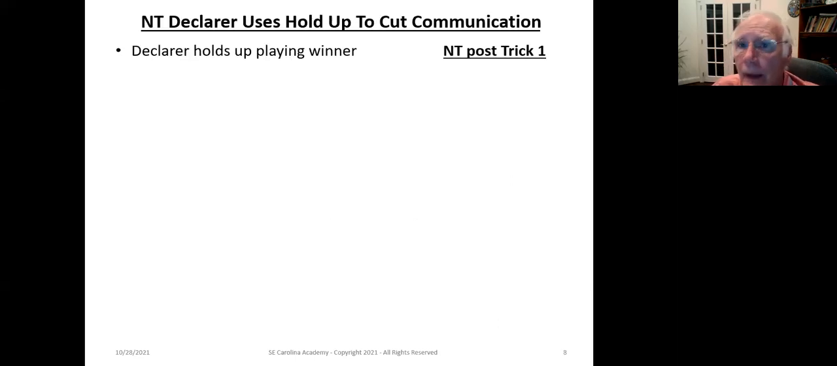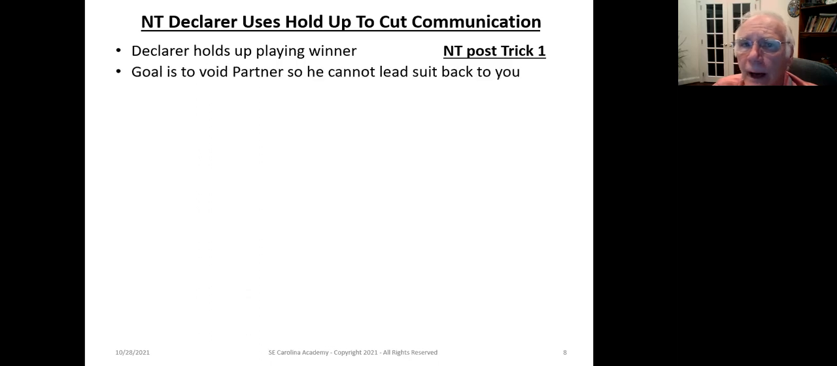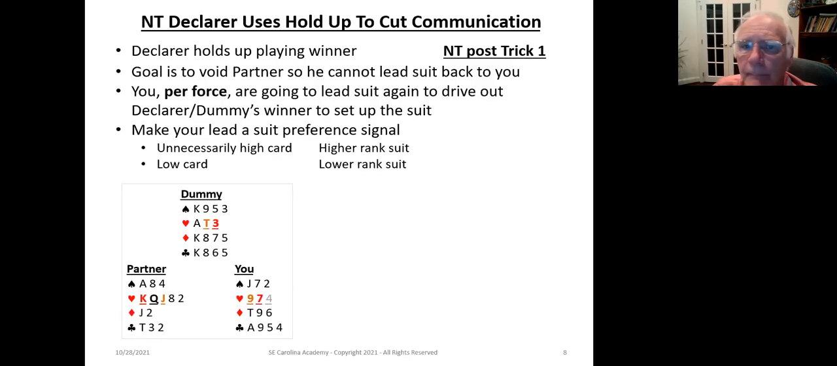Now let's talk about hold-up communication. In hold-up communication, it generally occurs in no trump after trick 1. It generally doesn't occur in a suit contract, but it does in a no trump contract. And let's look at the particular situation we have down here.